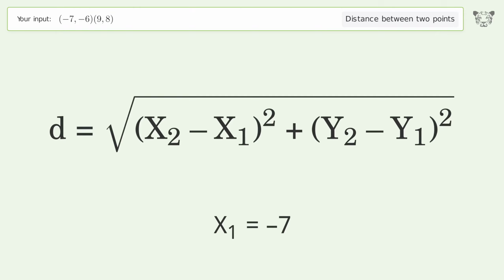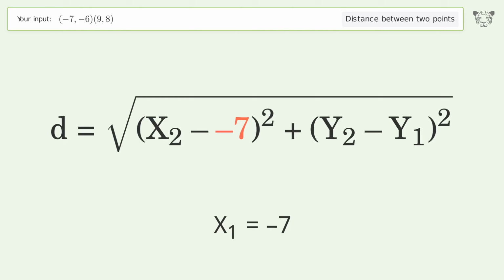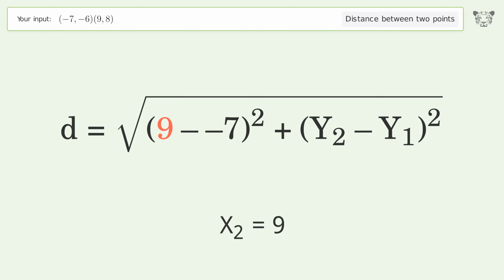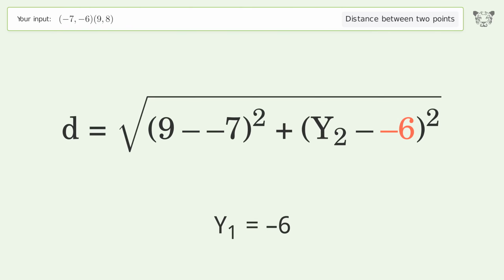x1 equals -7. x2 equals 9. y1 equals -6. y2 equals 8.